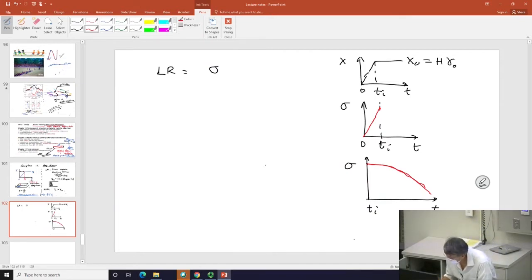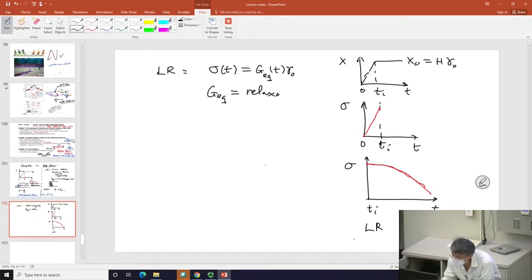To capture this relaxation, if this is linear response, then this relaxation is captured by some function called the relaxation modulus. So it exactly captures this feature of how it comes down. Okay.